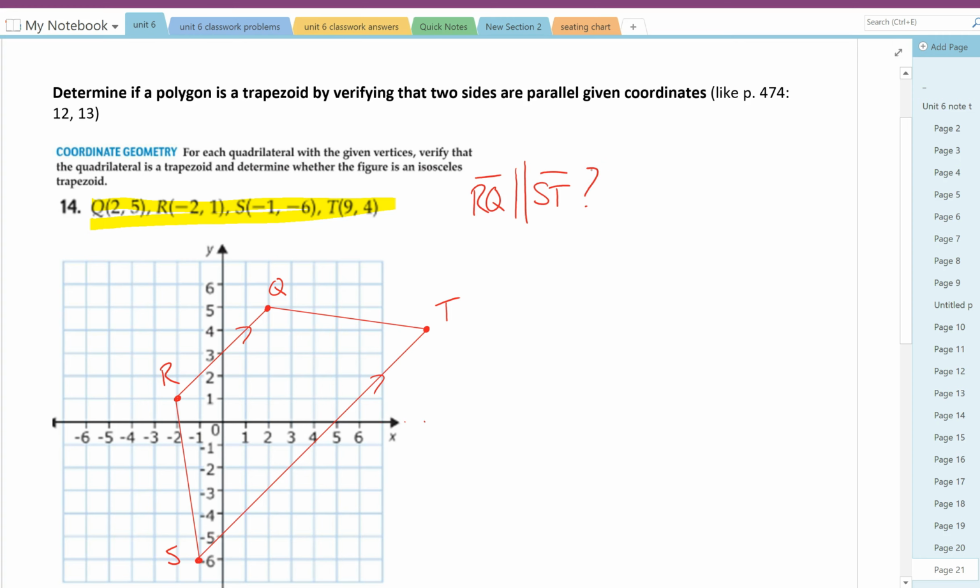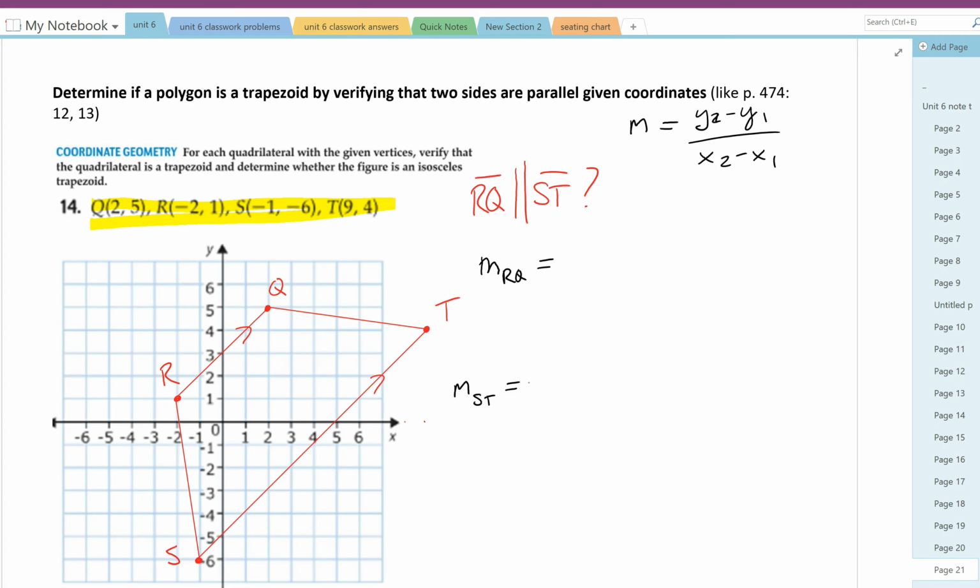That's the first problem I need to figure out. To figure out whether they're parallel or not, I need to look at their slopes, right? If I want to know if two lines are parallel, I need to look and see if they have the same slope. And so once again, the formula for slope is m equals y2 minus y1 over x2 minus x1. And so I'm going to do that for both RQ and for ST. And if what I get matches up, then I'll know I at least have a trapezoid.